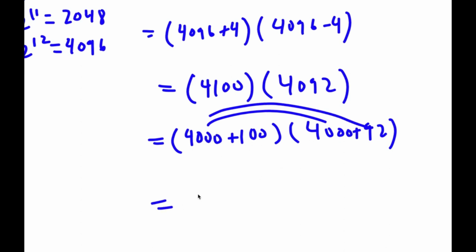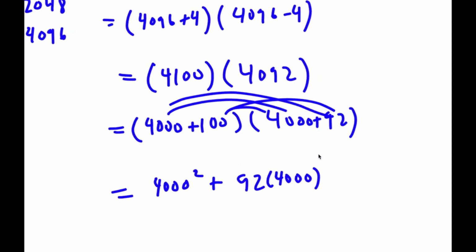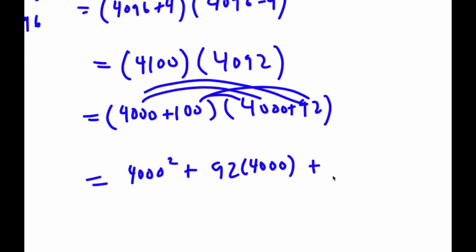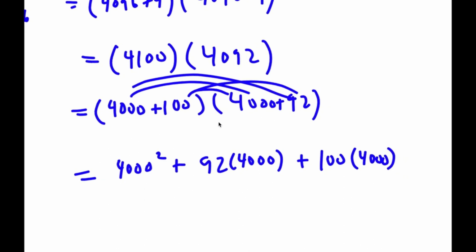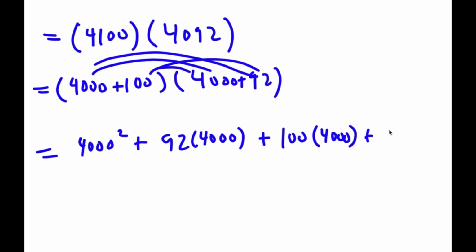So I have 4,000 times 4,000, which is 4,000 squared, plus 92 times 4,000. Now if I distribute the 100, I have 100 times 4,000. Finally, I have 100 times 92.